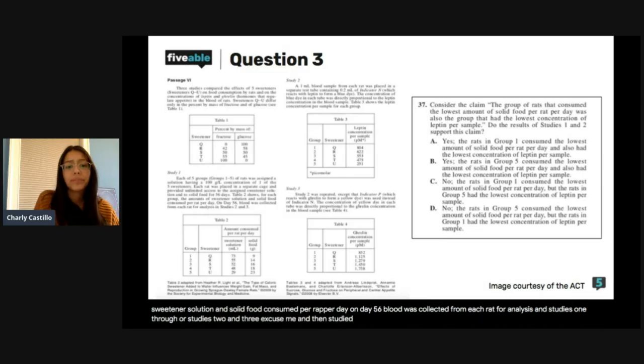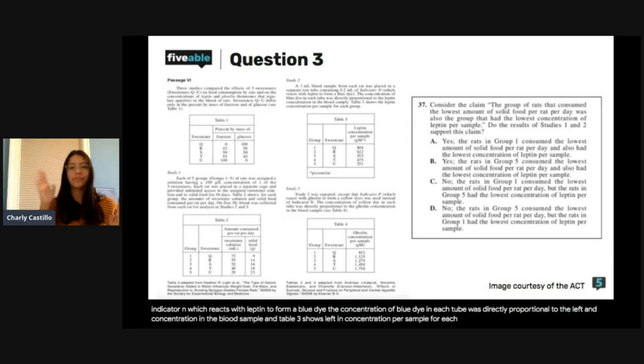And then study 2: a 1 milliliter blood sample from each rat was placed in a separate test tube containing 0.2 milliliters of indicator N, which reacts with leptin to form a blue dye. The concentration of blue dye in each tube was directly proportional to the leptin concentration in the blood sample, and Table 3 shows the leptin concentration per sample for each group.